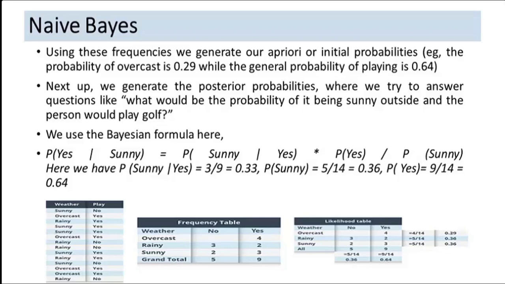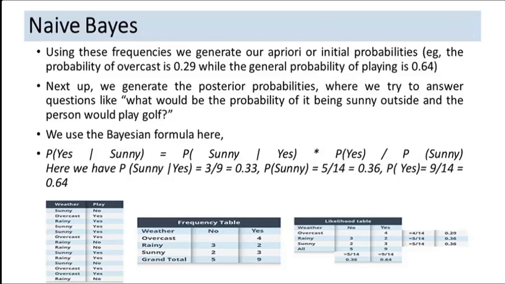So we generate the posterior probabilities where we try to answer questions like what would be the probability of it being sunny outside and the person would play golf. So if it is sunny outside, the chances of playing or not playing is 0.36. Okay, so we go ahead with the probability of S for the sunny.